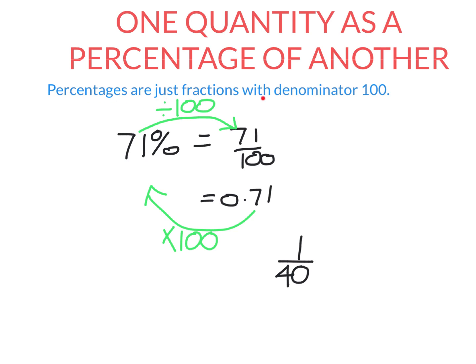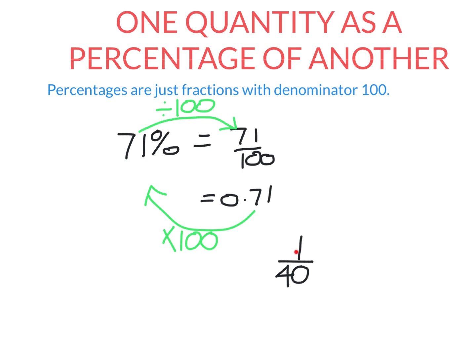So percentages are just fractions with denominator 100. So 71% just means 71 over 100. These two are exactly the same number. So to go from here to here, all I did was replace the percent sign with over 100. Of course, the fraction line means divide. So to go from a percent to a fraction, you just divide by 100. That's the same from percent to a decimal as well. So if you're going the other way, so that's fraction or decimal to percentage, you just times by 100.